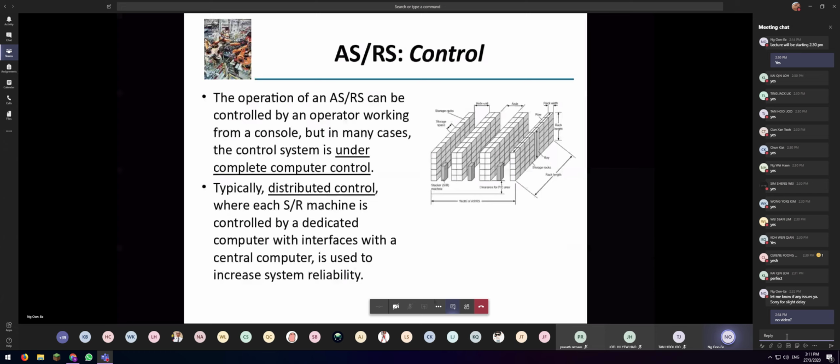Okay, how do we handle the control of your automated storage and retrieval system? It can be controlled by an operator, but most of the time it is complete computer control, and most of the time as well, the systems which we build are distributed, meaning each storage and retrieval machine has its own dedicated computer, and there is a central computer which interfaces with each of these dedicated controllers. So you can think of each pair of aisles as one system by itself, and what you're doing is just stacking pairs of aisles together to make your entire ASRS.